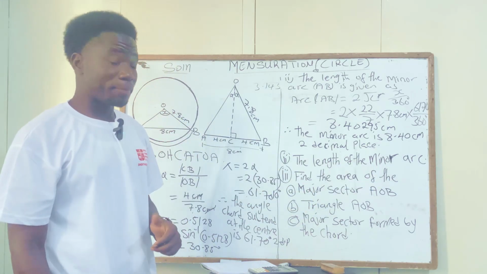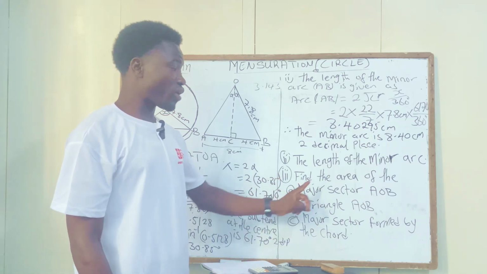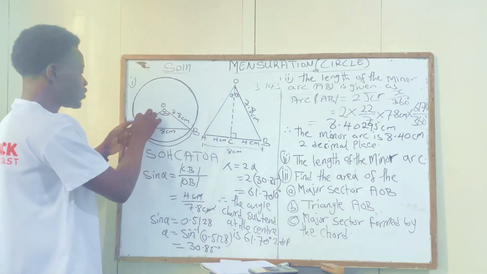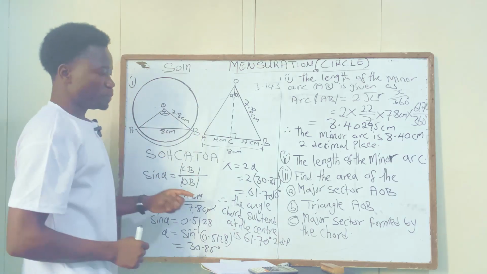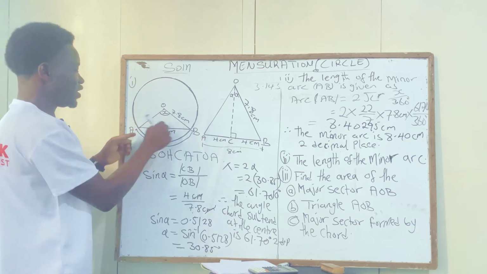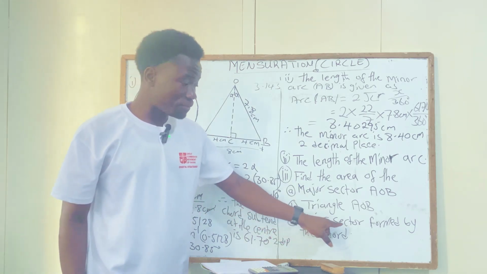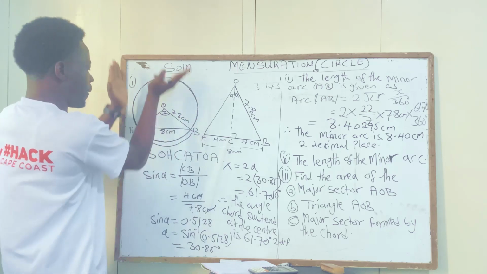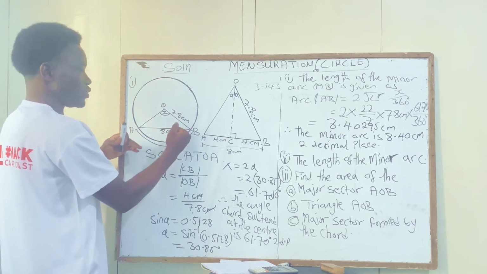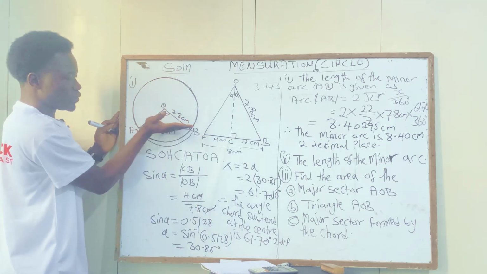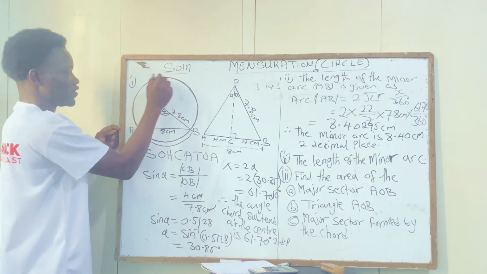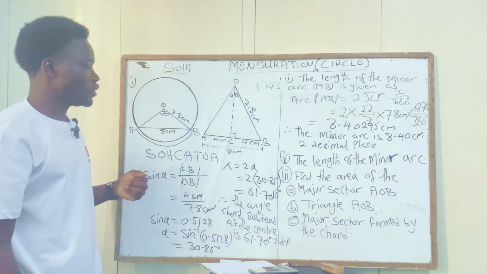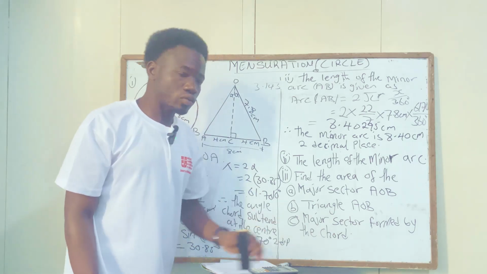Now we go to part II, the third one, which is asking us to find the area of the major sector. We are looking for the area of this place, the major sector. That is the triangle AOB and also the major sector formed by the chord. The AOB is not part again, so we are extending the major arc to this place, including here, formed by the chord. There are 2 ways you can deal with that one. So with that, let's continue.